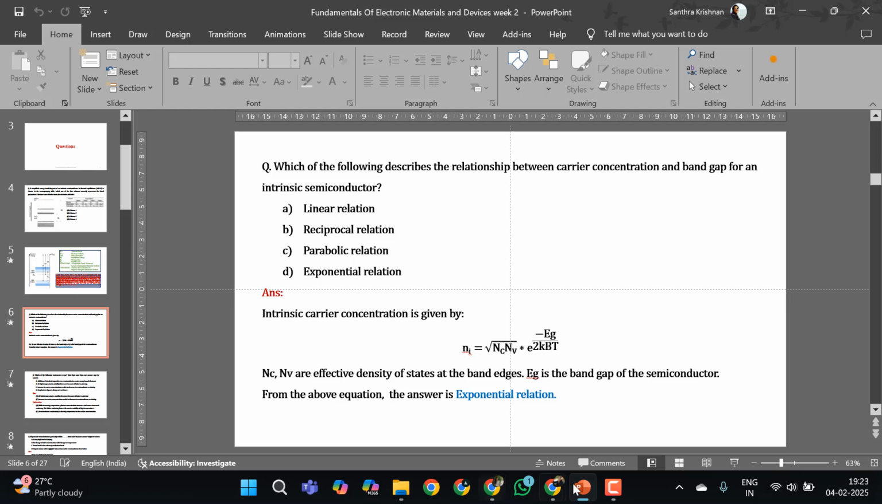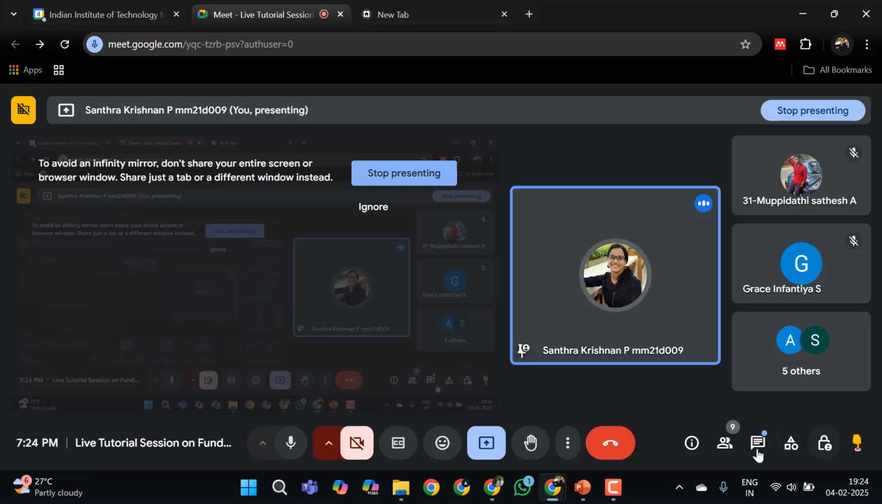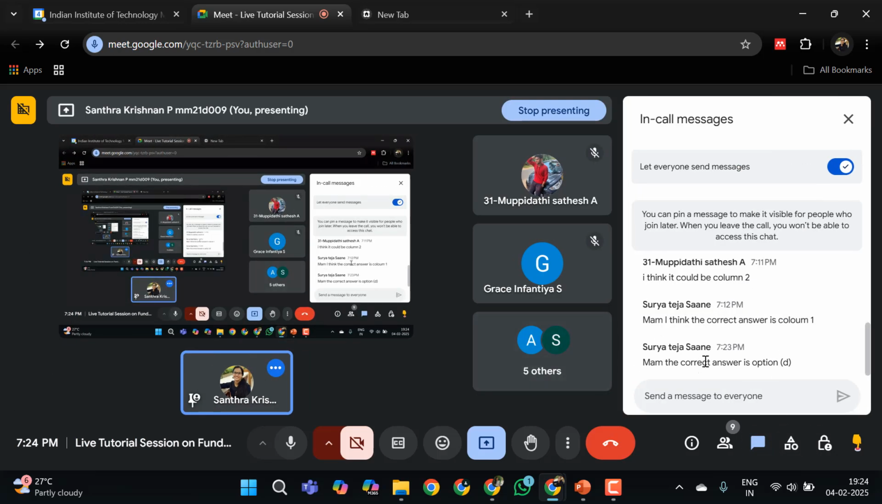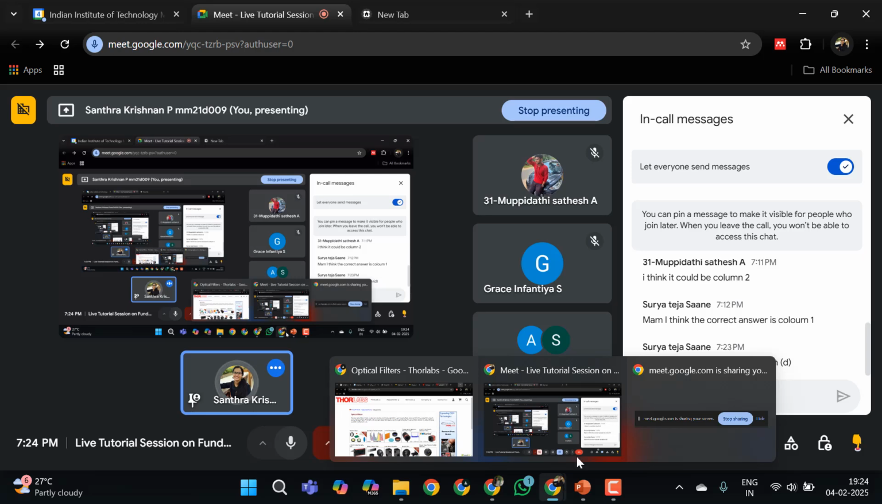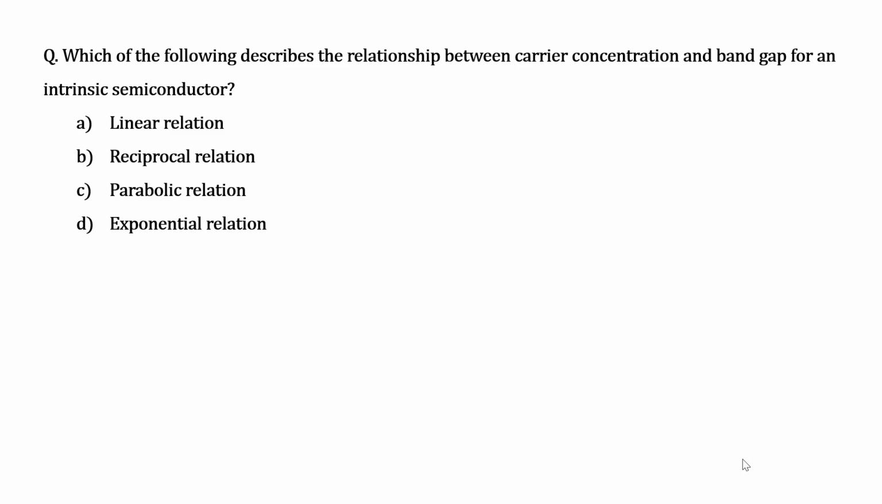One person has mentioned the correct answer. The answer is option D. What about the others? What are your thoughts? If you know the relationship that connects Eg and the carrier concentration N for an intrinsic semiconductor, you'll be able to get it. Is Eg raised to something, raised to a root, or a negative root? Something that connects Eg and N should be there.